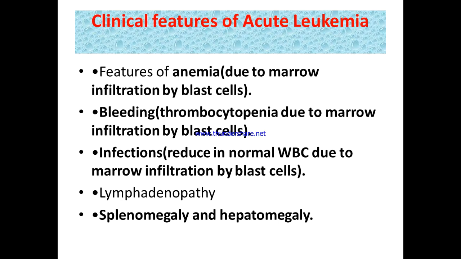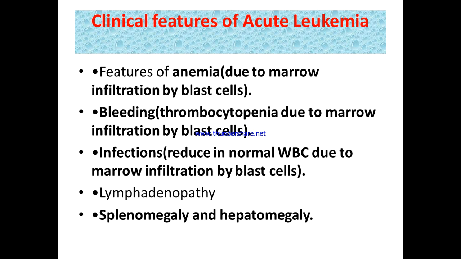What are the clinical features of acute leukemia? The patient with acute leukemia will have anemia due to marrow infiltration by blast cells. There will be no production of red blood cells. Bleeding due to thrombocytopenia. Also, the infiltration of the bone marrow by blast cells will stop the production of megakaryocytes and platelets, so there will be thrombocytopenia.